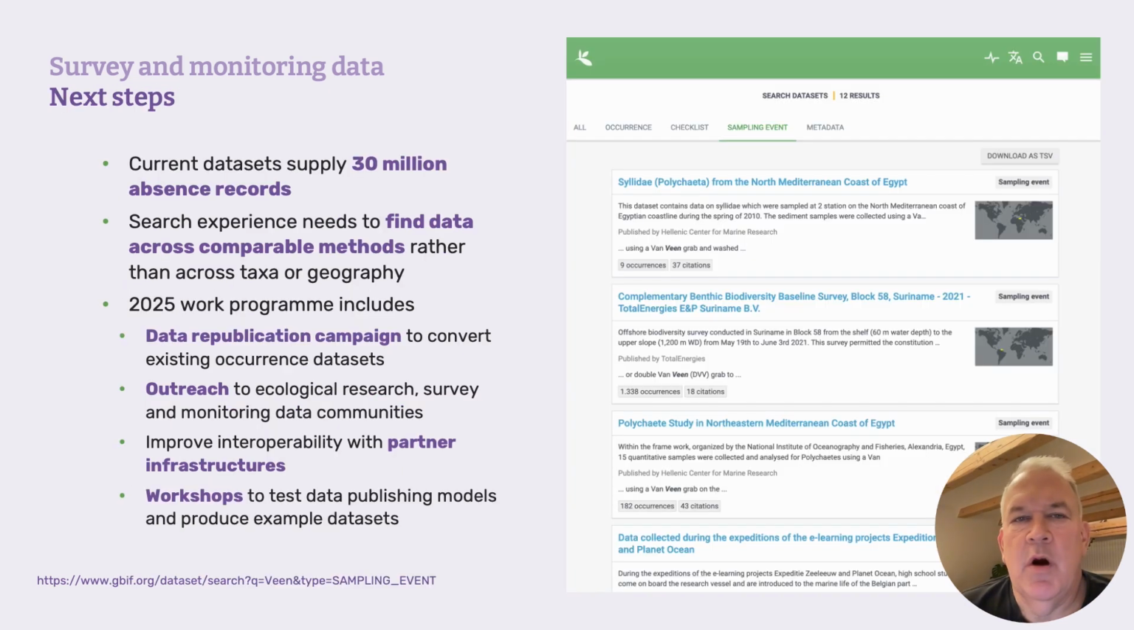There's a great deal of work ahead to be done in support of this effort. Searching sampling event data sets on gbif.org now is challenging and not really suited to a different kind of search, one that's aimed at finding data across comparable methods rather than by taxa or place. In the example here, a simple text search for veen returns a dozen sampling event data sets that rely on a common method for sampling seafloor environments, the Van Veen grab, but with no way of easily exploring or exploiting the records together.